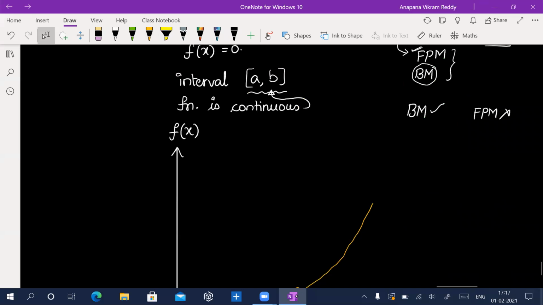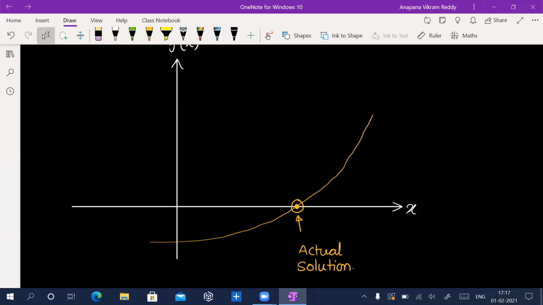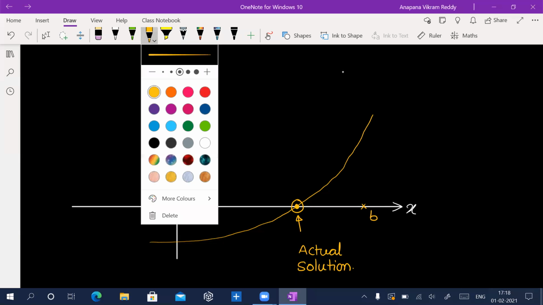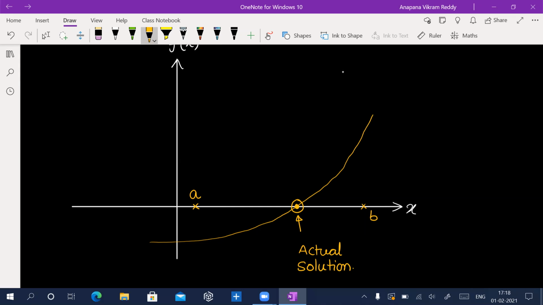Okay. So now, for example, I'll take something like this. This is my A. This is my B. Okay. So I have A and B like this. Now, any one of you, please tell me, within the interval AB, is the function continuous? Yes, sir. The function is continuous, the function is smooth, there are no discontinuities. So happily we can apply false position. Did we bracket the actual solution? Yes, sir. We bracketed, or closed, the actual solution between A and B.